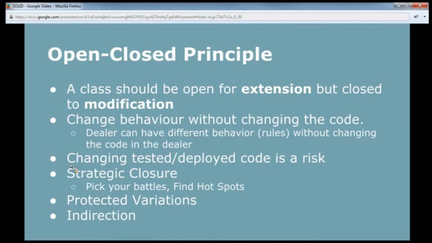Because changing tested and or deployed code is always a risk. If we make some changes in the dealer class, we need to retest it. And this can, of course, be problematic if running test cases manually takes a lot of time and effort. Automatic test cases can also take a lot of time and effort in larger systems. So trying to minimize the impact of changes in existing code is always a good thing.